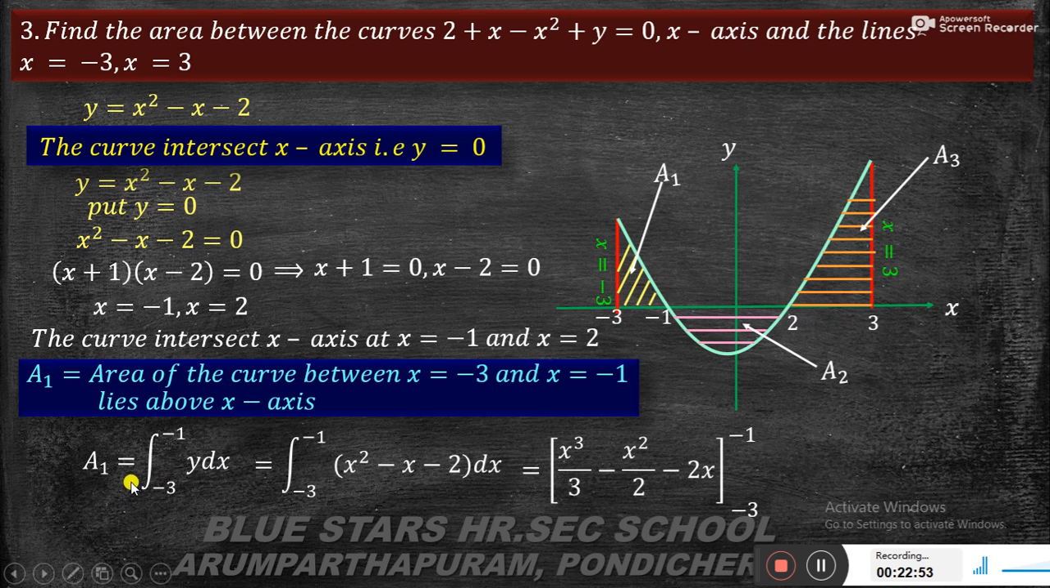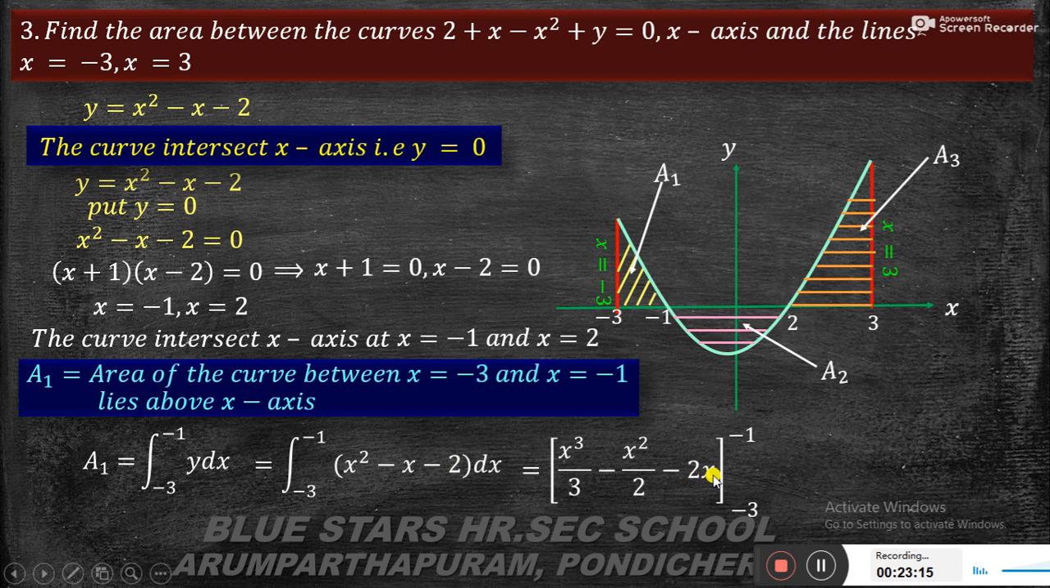Lies above the x-axis means a1 equal to integral from minus 3 to minus 1 of y dx, equal to integral from minus 3 to minus 1 of (x square minus x minus 2) dx. Therefore integration of x square is x cube by 3, minus integration of x is x square by 2, minus 2 into integration of 1, that means integration of 2 is 2x.